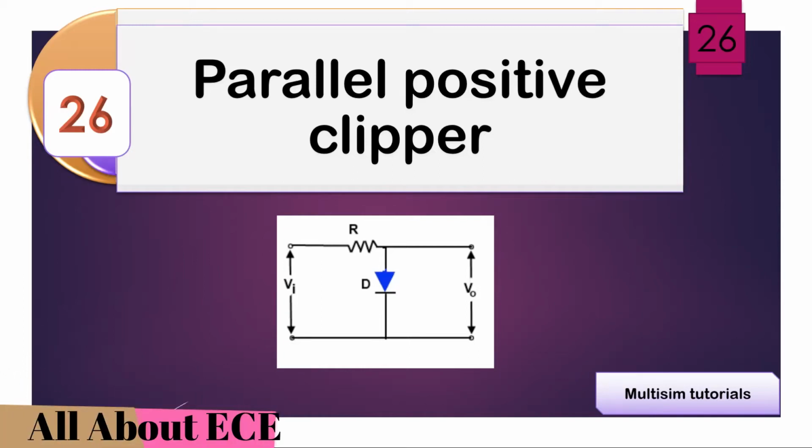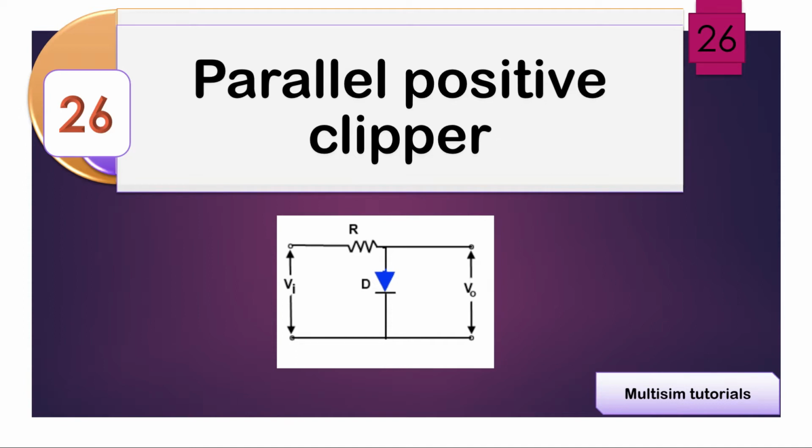In this session, we are going to discuss the parallel clipper circuit or shunt clipper circuit. Shunt clipper circuit with positive. Okay, shunt positive clipper or parallel positive clipper. We know that both shunt and parallel are synonyms, right? So we're going to see what a parallel positive clipper circuit is.